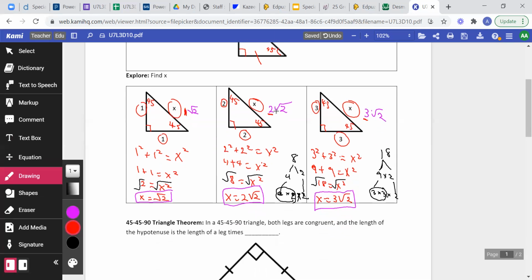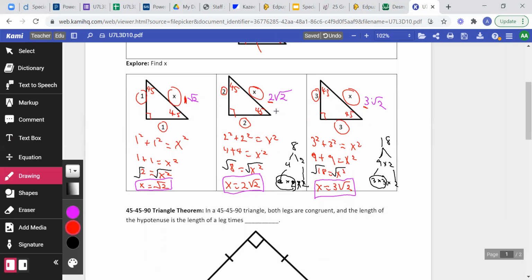So it means in a 45, 45, 90 triangle, both legs are congruent and the length of the hypotenuse is the length of the leg times the square root of 2.